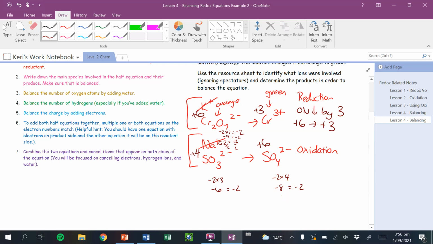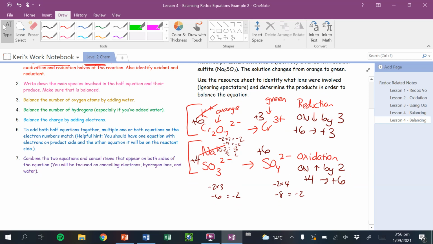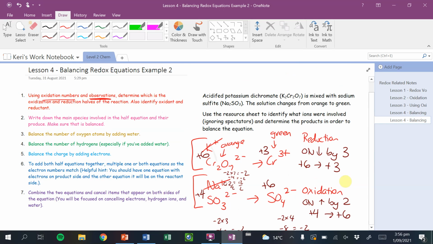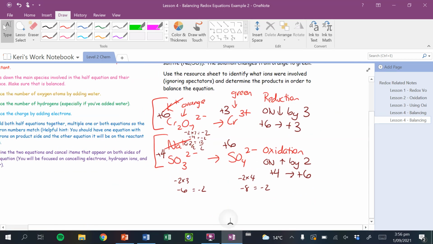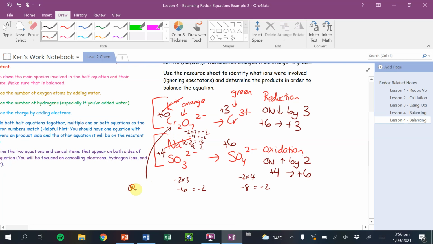Again, this confirms that I do have an oxidation reaction because I see my oxidation number has increased by 2. We have gone from a +4 to a +6. So that does match what I was talking about earlier. And I do have an oxidation and reduction reaction. So first step completed, figured out which one's which. This is oxidation, that's reduction. That makes dichromate my oxidant. And it makes the sulfite my reductant. Let's make sure we're using our vocab.